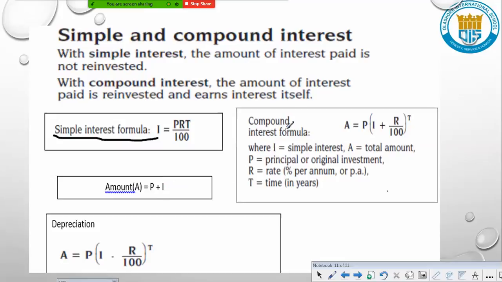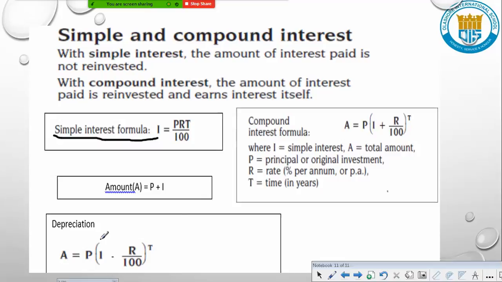So for compound interest, basically we can use the formula for simple interest to get anything under compound interest. We can work it on a yearly basis and we get the value for compound interest. But the compound interest formula is also given as A is equal to P times (1 plus R over 100) raised to power T. Here, I is simple interest; for this one, A is the total amount, P is principal, R is rate, T is time in years.